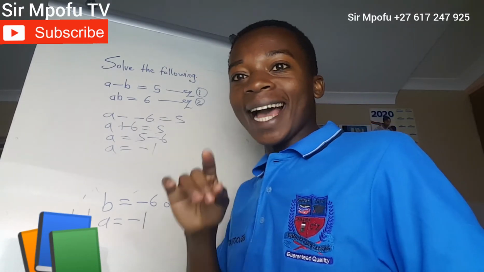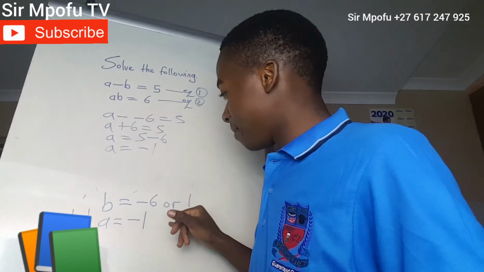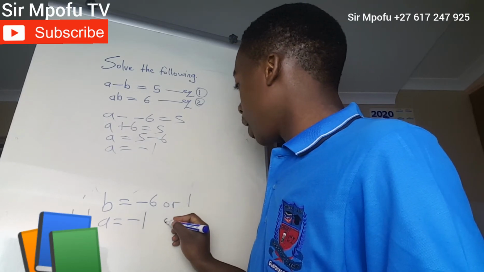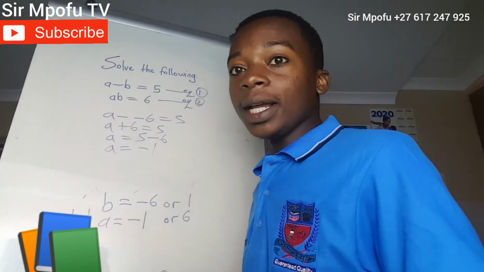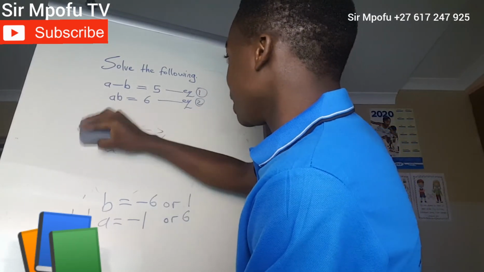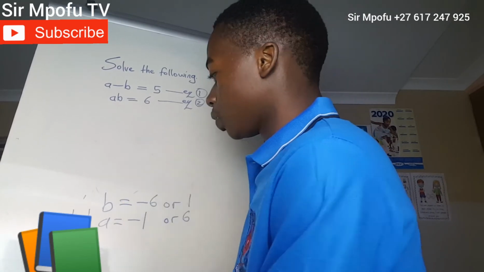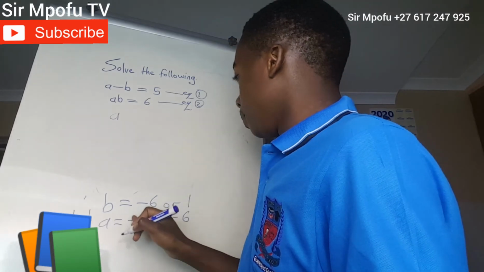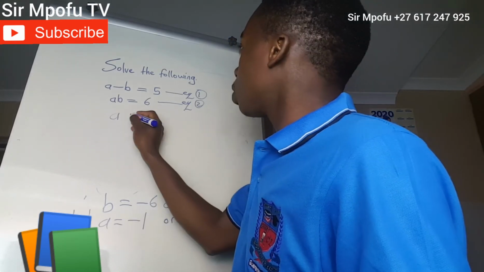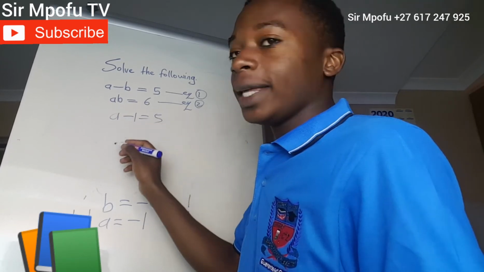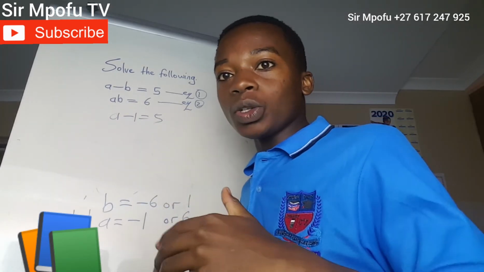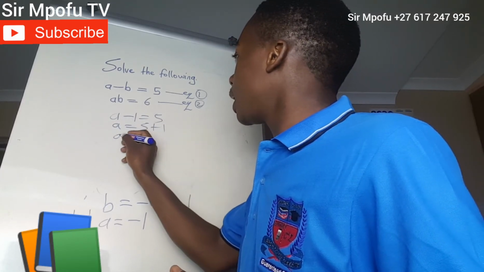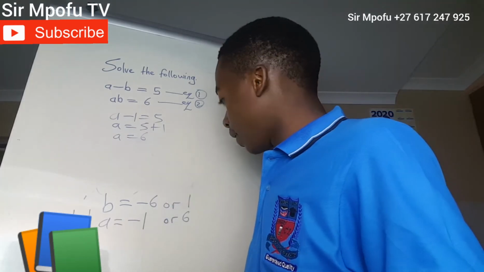Now let's find the other value of a. When b is 1, a is 6. Let me show you again how we get the value. We are just substituting a when b is 1. So a minus 1 equal to 5. Then, as I taught you on lesson 5, change sign. So a is equal to 5 plus 1, a equal to 6. That is the value of a.